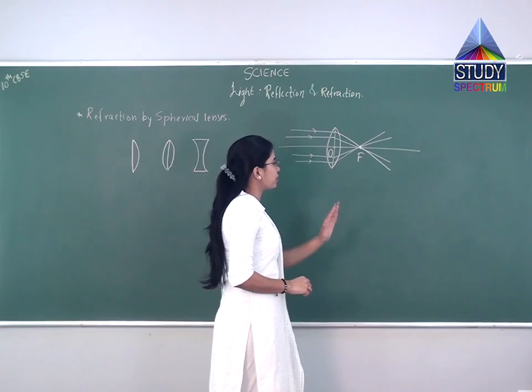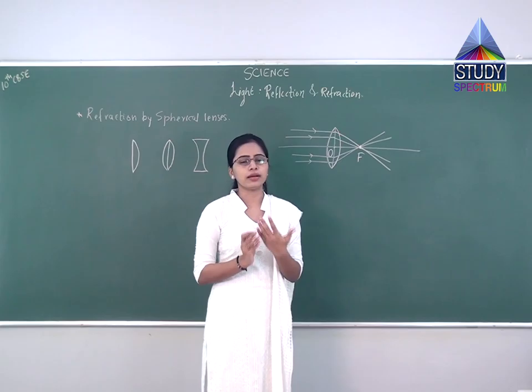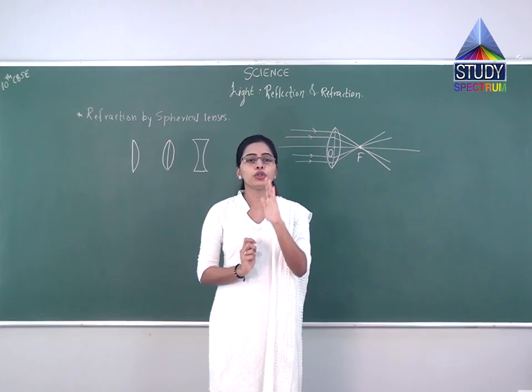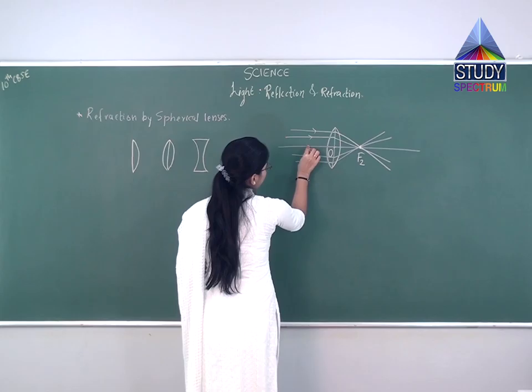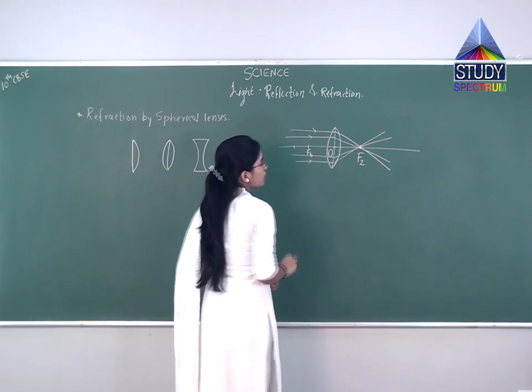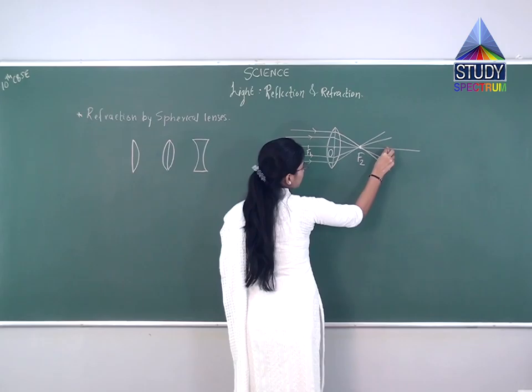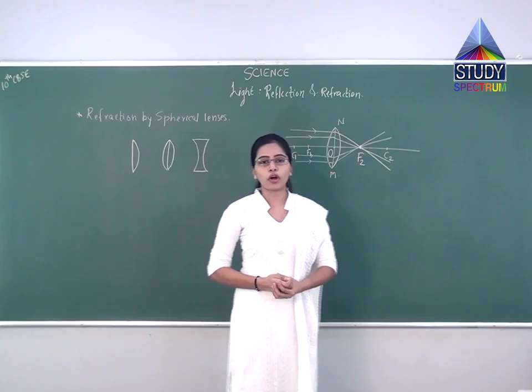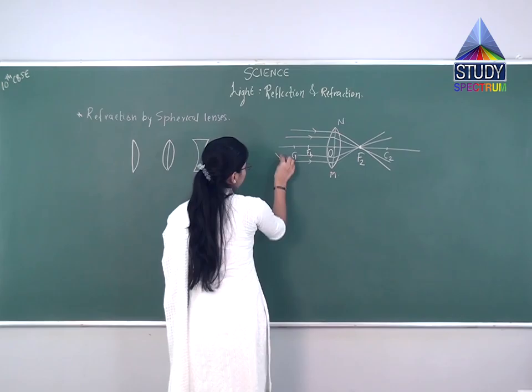Similarly you can send the rays from right to left for a convex lens, because from both sides the convex lens is similar. So for every convex or concave lens, we have two centers of curvature and two principal foci. Suppose this is F2, on the left hand side I will have F1, and also the centers of curvature: here it will be C1 and here C2. And we can call the aperture of the convex lens N, M here. This is our principal axis, X, X dash.